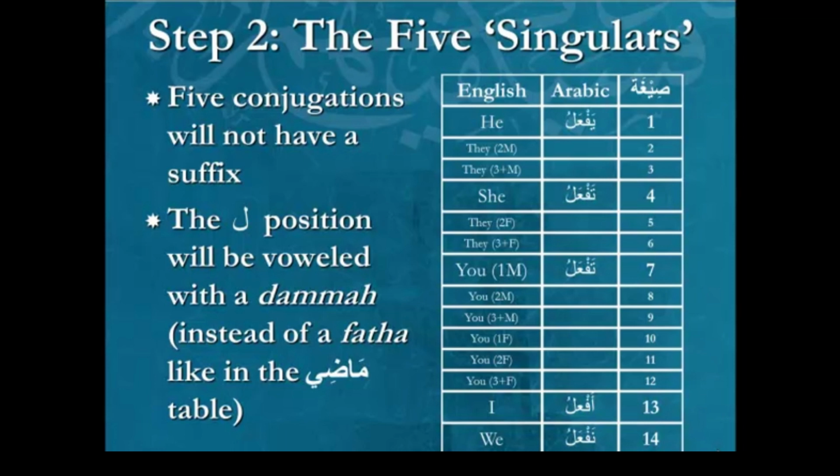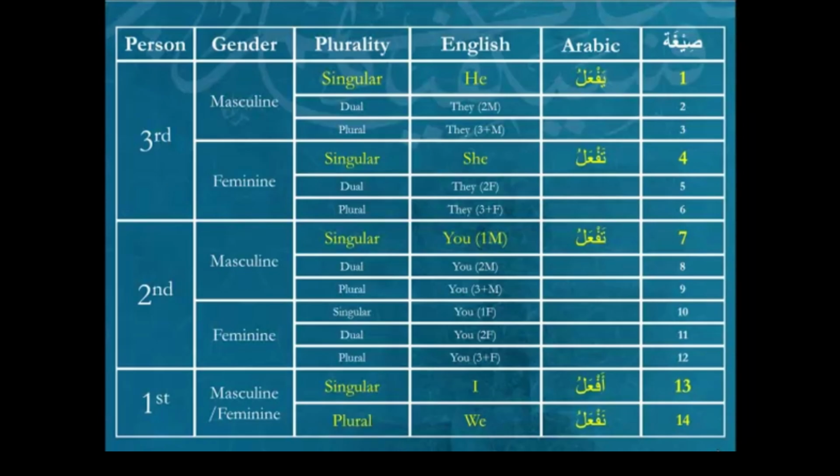يفعل تفعل تفعل أفعل نفعل. Okay, now we're going to speak about the four duals. All four duals have the common ending of alif and noon. So يفعلان would be the second one. تفعلان would be the fifth one. Like that. Okay, but first you can see the table being developed here. The new conjugations are highlighted in yellow, and we still have a bunch of slots to fill. Okay, the duals and the plural still need to be talked about, so let's move forward with the four duals.